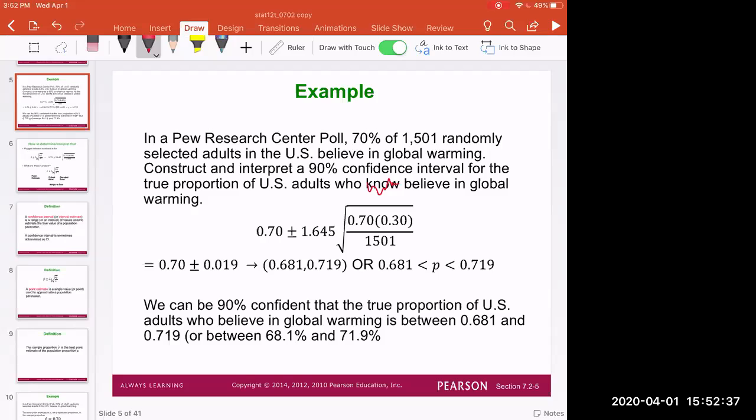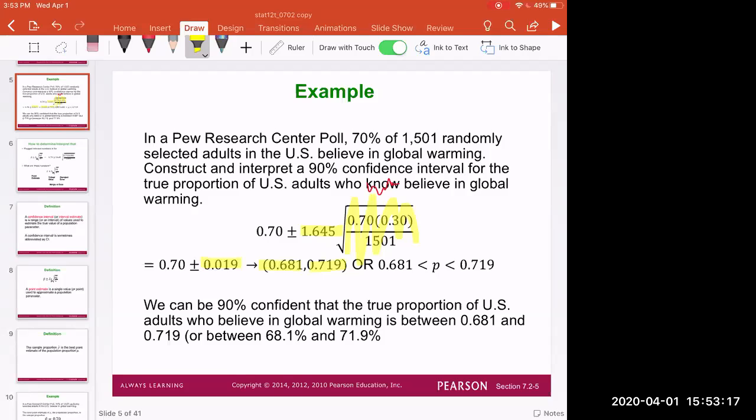So that was a typo. How you go about finding that is 0.7 plus or minus 1.645 times the square root of 0.7 times 0.3 divided by 1,501. Now, the 1.645 times everything in the square root ends up being approximated to about 0.019. So to finish the confidence interval calculation, you just do 0.7 plus or minus 0.019. So after doing the minus part, 0.7 minus 0.019, you get 0.681. And 0.7 plus 0.019, you get 0.719.